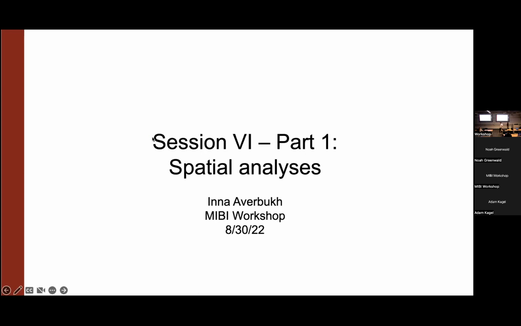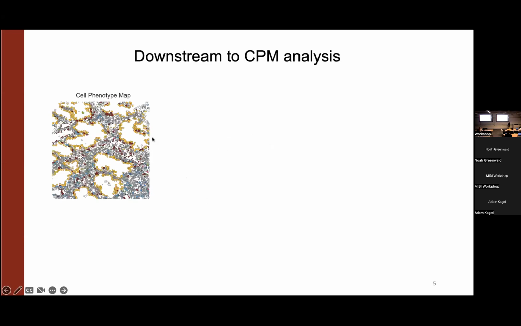Okay, so as Noah mentioned, we're going to go over some of the tools that we widely use in the lab. It's not an exhaustive list, but hopefully it will be very useful for you as well. All of these tools are going to be available in ARC. So where we left off at the end of the previous session was the cell phenotype map, a map that can overlay the segmentation of the cells and their assigned phenotypes from clustering. And the question is, what can we do with it next?